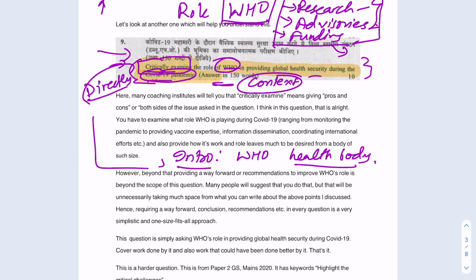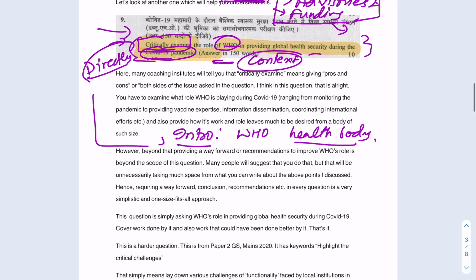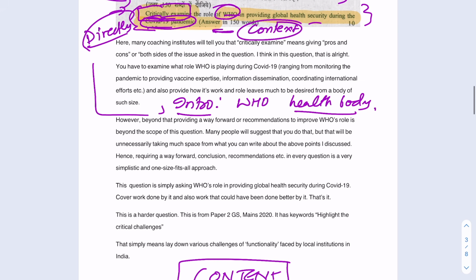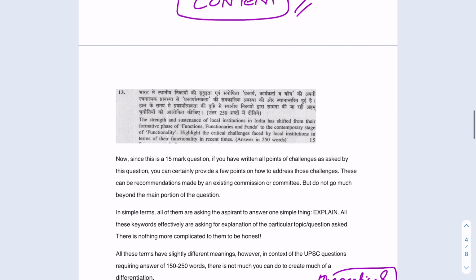What is going to fetch you more marks at the end of the day is the content that you write. The content should be what is expected from this question, which is writing very clearly what are the roles of the WHO. That will fetch you half of the marks. And then if you critically examine and provide some more points, then it is going to fetch another 2-3 good marks. So that way you will get 7-8 marks out of this. So that is what I keep focusing on, that it is about the content. Again, now let us look at this question.